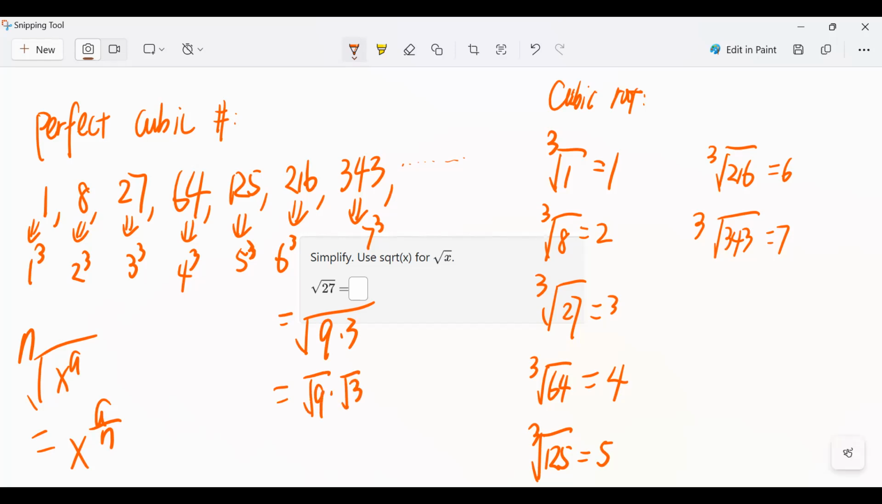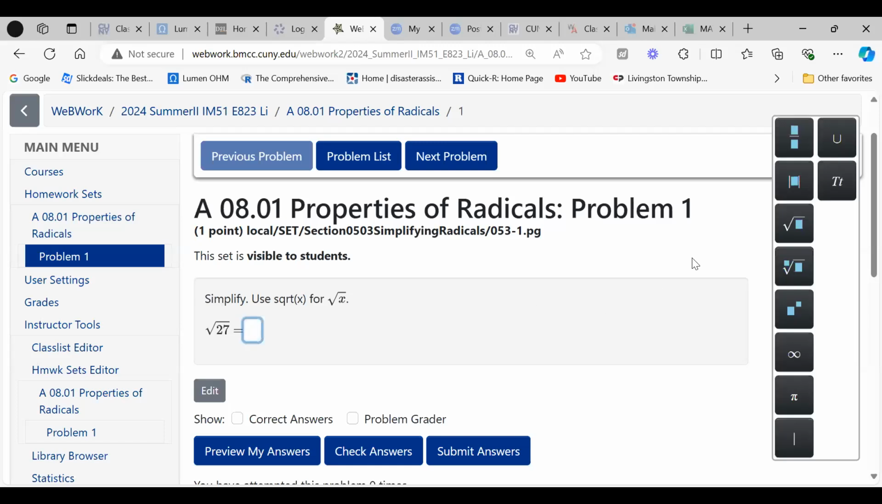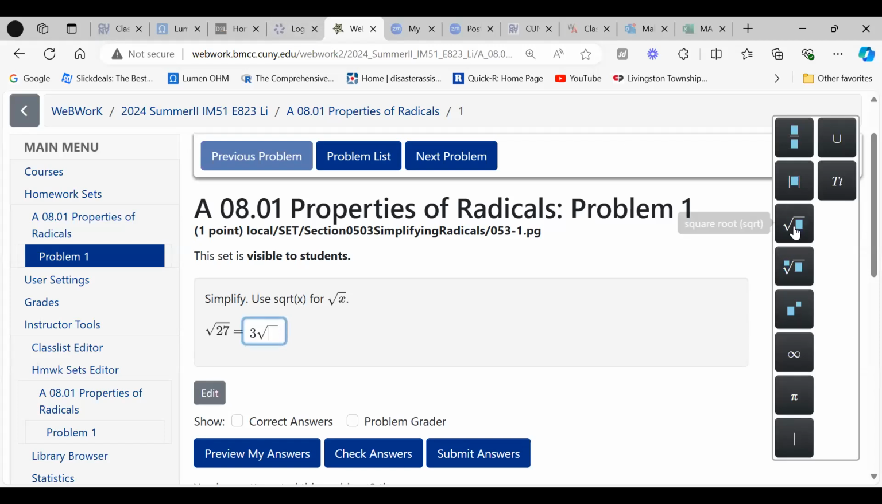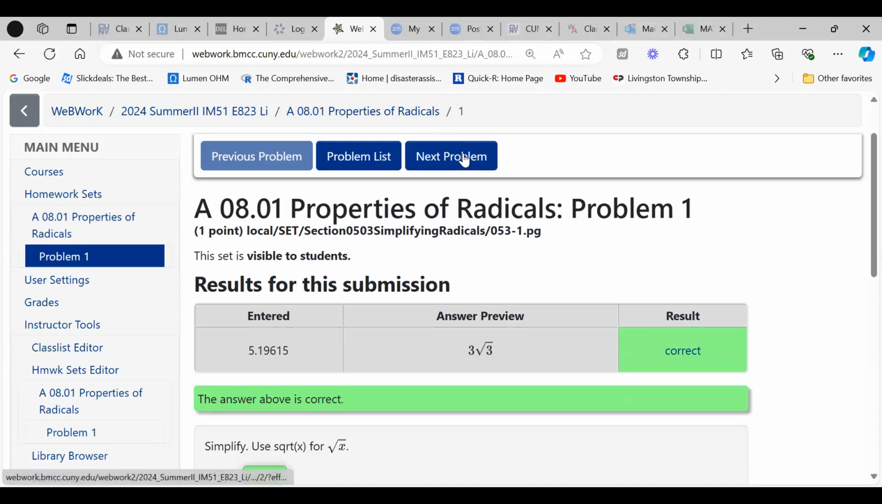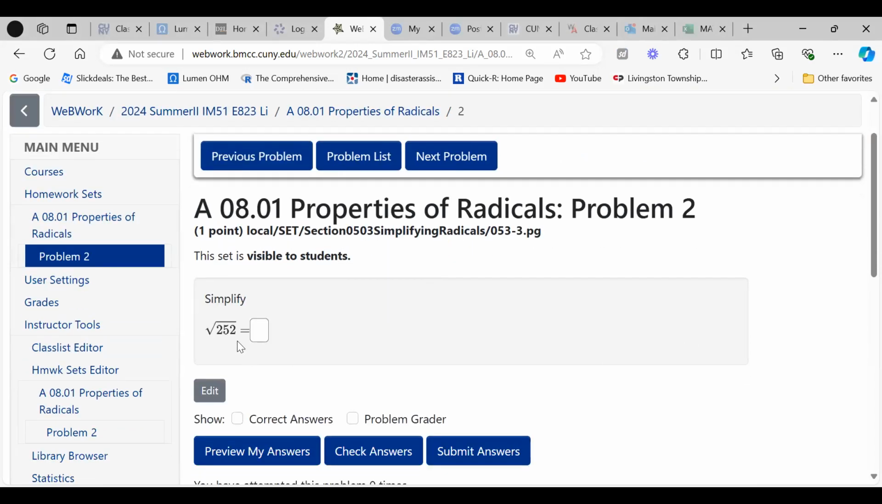9 is the maximum perfect square that goes into 27. So the square root of 9 is 3. So the answer is 3 square root of 3 for this particular problem. We get a square root on the side. So the answer is 3 square root of 3. That's the correct answer. Now let's take a look at 252.